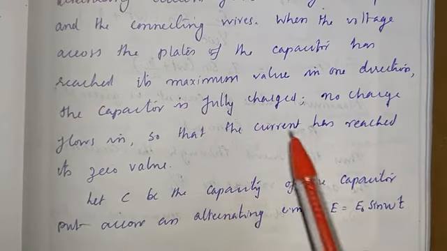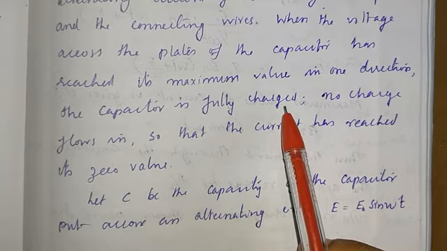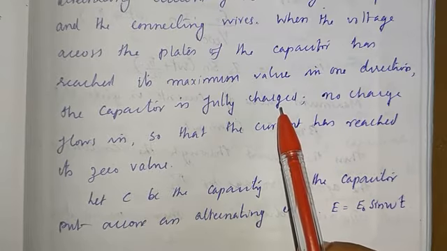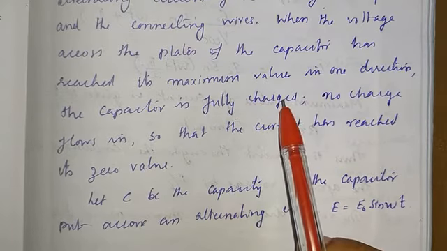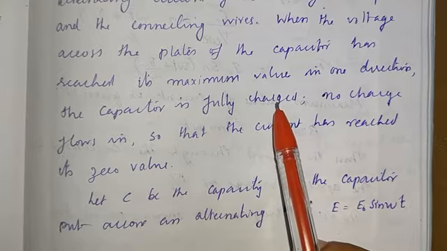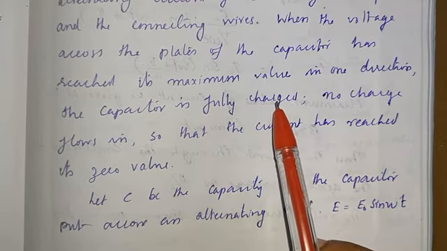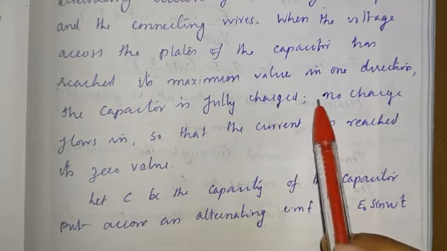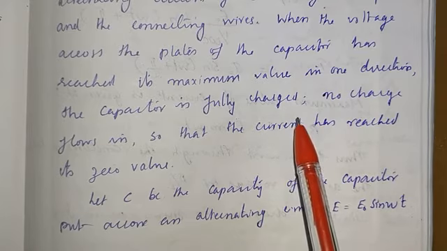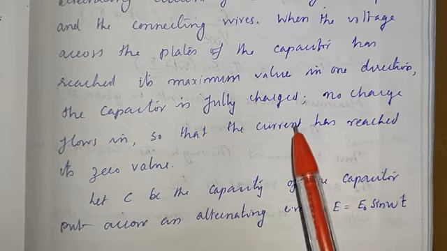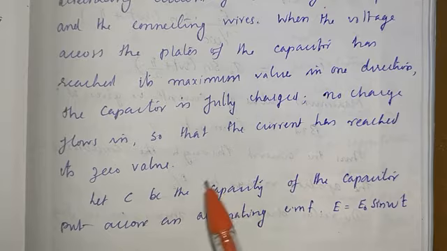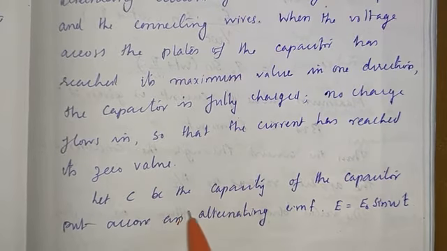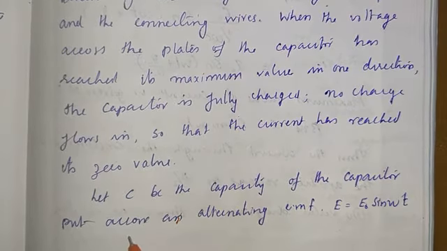Maximum charge means a steady value, so there is no change in charge at this point, so the current will be zero, because current is the rate of change of charge, dq by dt.